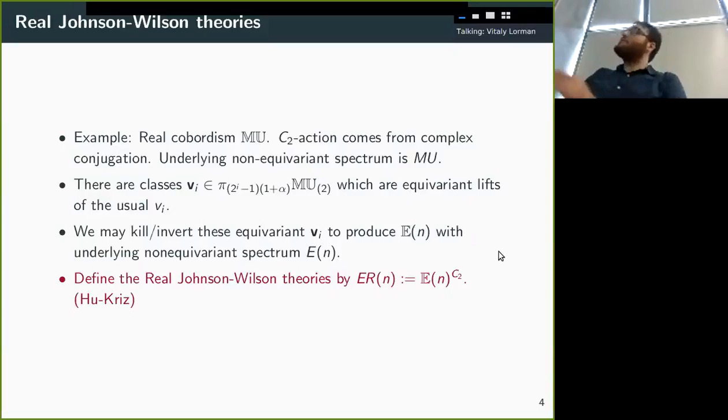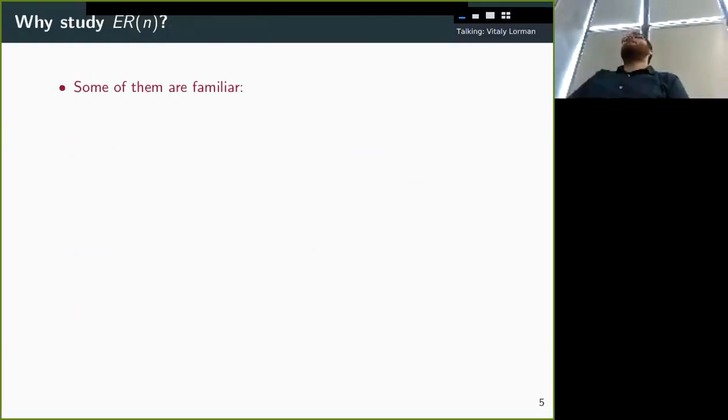Okay, so we've got the real Johnson-Wilson theories. Let me tell you a little bit about them, in particular why I think they're interesting. The first thing is that some of them are familiar. For n equals 1, the first real Johnson-Wilson theory is just real K-theory localized at 2. So if you've never seen the real Johnson-Wilson theories before, then I think you can get a good amount of mileage just by thinking about them by analogy to real K-theory. And ER(2), after a certain completion, is TMF_0(3). This was proved by Mike Hill and Lennart Meier.